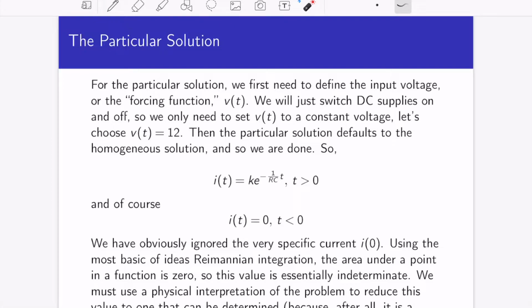And for time less than 0, we will end up with I of t equal to 0. Now, we have obviously ignored the very specific current at time 0, and we can realize that we're using Riemann integration, which is what you were probably taught in your calculus class. The area under a point in a function is going to be 0, so that value is essentially indeterminate, and we can just use a physical interpretation of the problem and say that we will have a value that can be determined. This is a circuit and it can be observed, so from the physical circuit, we could know what happens.